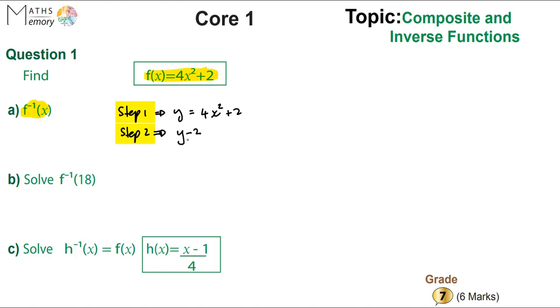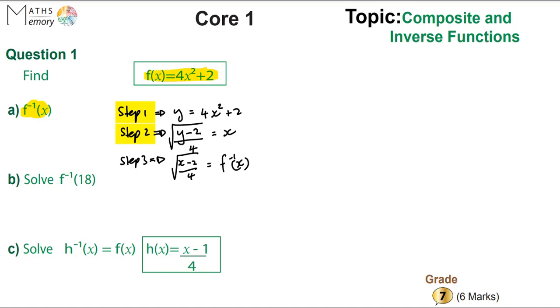I'll take away the 2 on both sides first of all, then divide it by 4. In fact, and I'll do a third step, I'll square root it, and I get x over here. Step 3, we simply swap the x's for y's and the y's for x's. So wherever we see the y's, we simply put x, so the square root of (x minus 2) all over 4, and this we could write as y, or we could write the same thing as what we see at the beginning, f minus 1 of x, which is the inverse function.